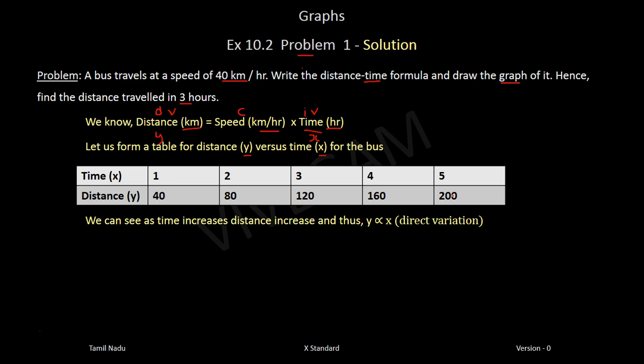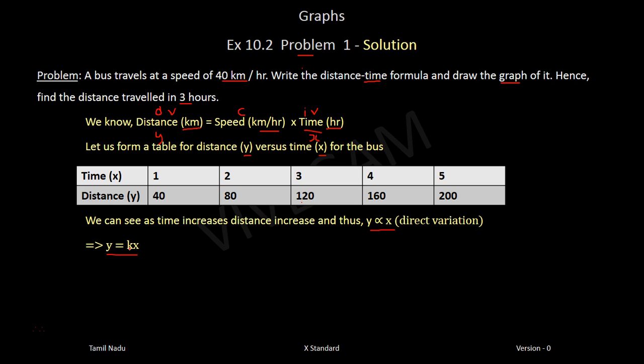Now if you look at this table, as the time increases from 1 to 2, 2 to 3, 3 to 4, the distance is also increasing, 40 to 80, 80 to 120, 120 to 160. We'll have to get this equation, that's what we are trying to do. Right, so y is directly proportional to x. The distance is directly proportional to the time. So y is directly proportional to x, or when you convert a direct proportionality to an equation, it will become y equal to kx.